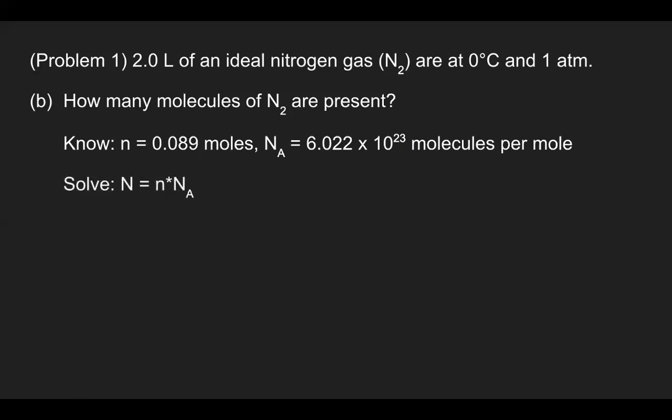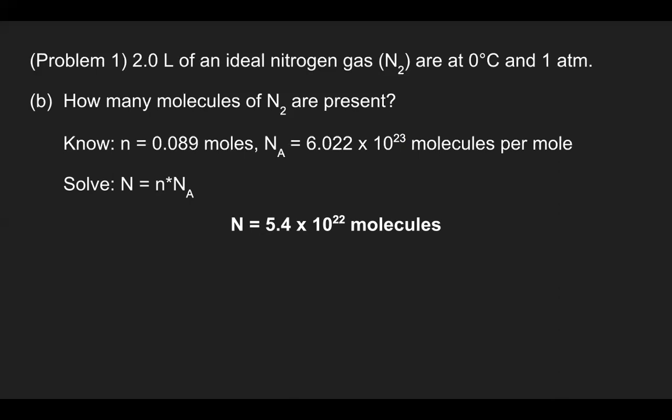To obtain the number of molecules, it's basically multiplying the number of moles by the number of molecules per mole. It's pretty straightforward. You just have to look at the units and figure out which ones cancel each other out. So in the end, you get 5.4 times 10 to the 22 molecules.